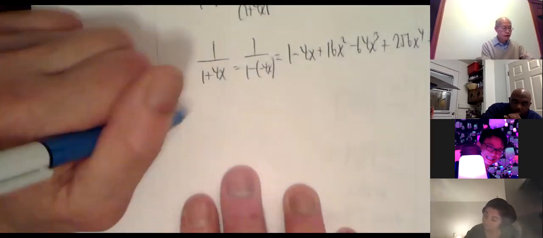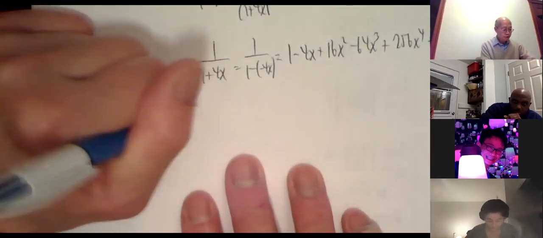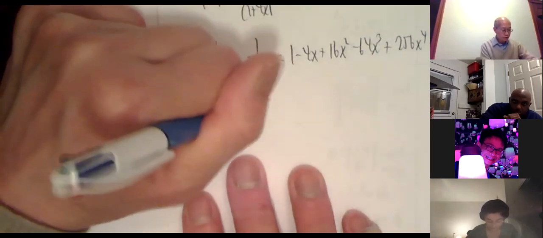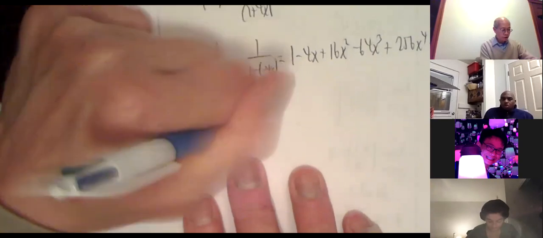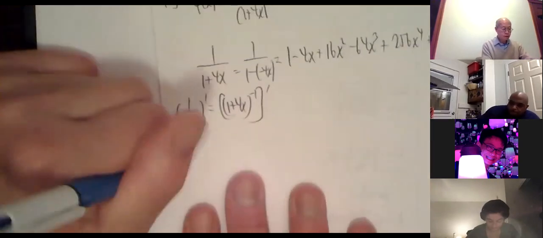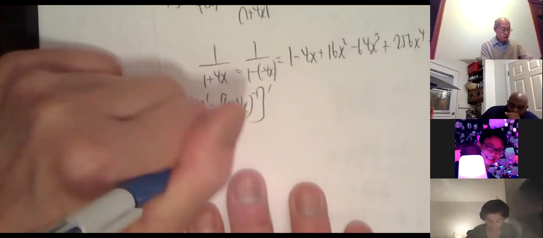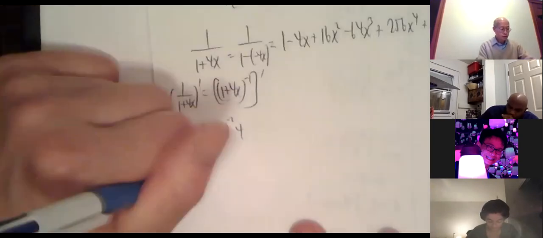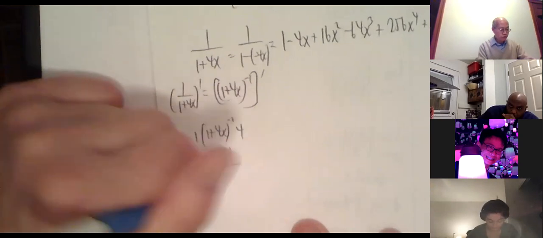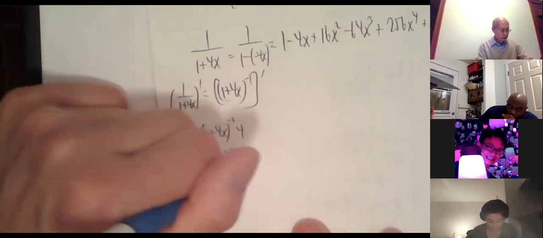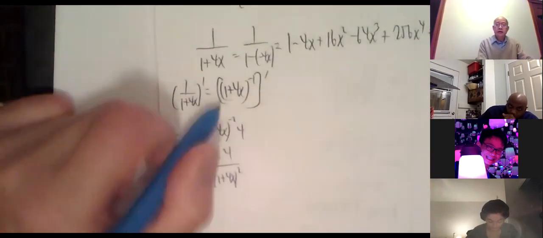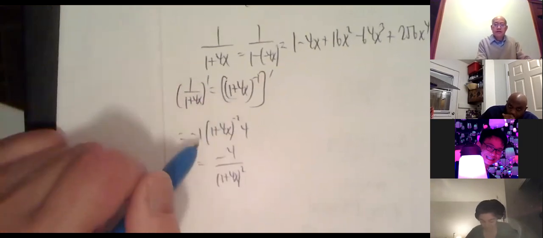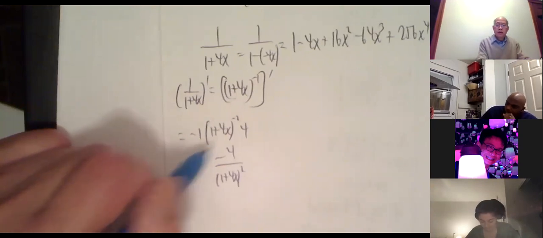Okay, so I differentiate both sides. 1 over 1 plus 4x, prime, is (1 plus 4x) to the negative 1, prime, which is negative 1 times (1 plus 4x) to the negative 2 times 4, or negative 4 over (1 plus 4x) squared. So that's the derivative of the left-hand side.